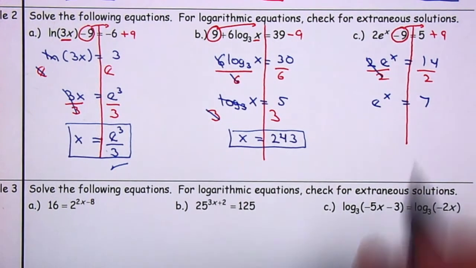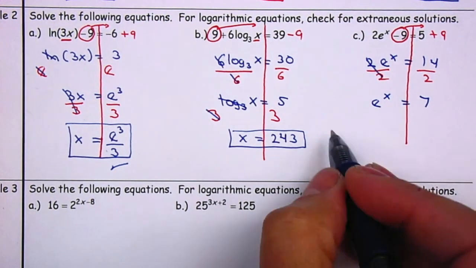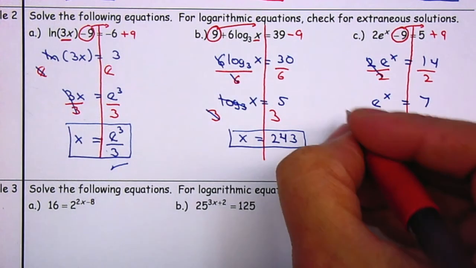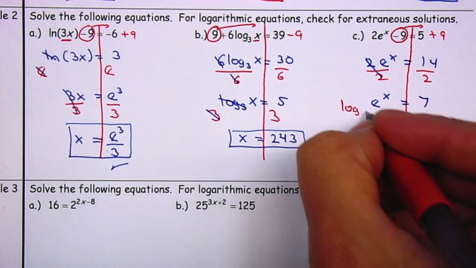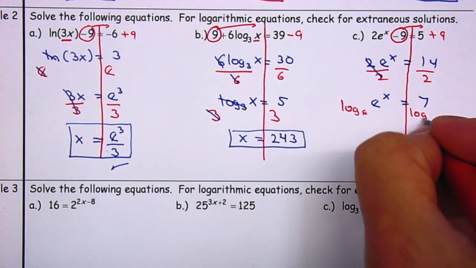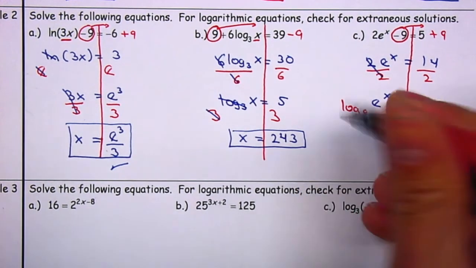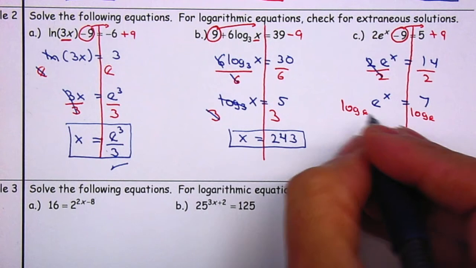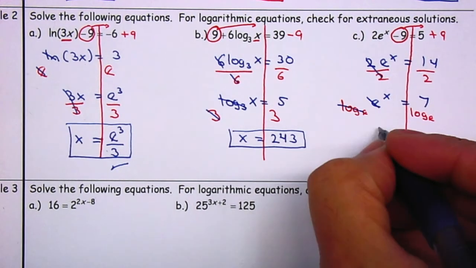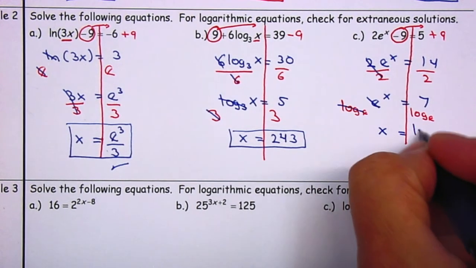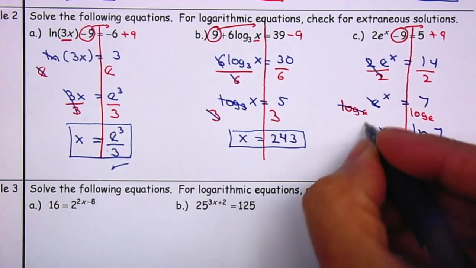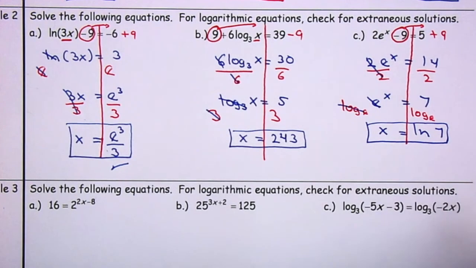Now I want to get rid of a base. So the opposite of a base will be a log. Therefore I'm going to do the log base e. Now remember, we don't write down base e. We do ln. So if you want to start doing that, that'll be great. That will cancel. X is equal to the natural log of 7. And that'll be your answer.